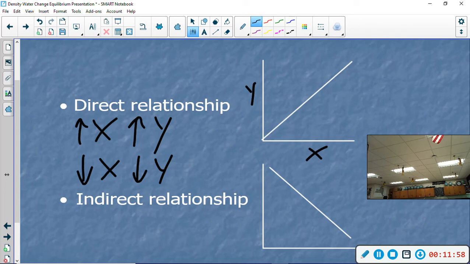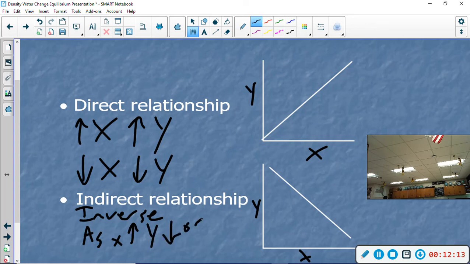An indirect or inverse relationship, as once again x increases, y decreases, or x decreases and y will increase. So x and y are doing the opposite thing. That's why it's an inverse or indirect relationship.